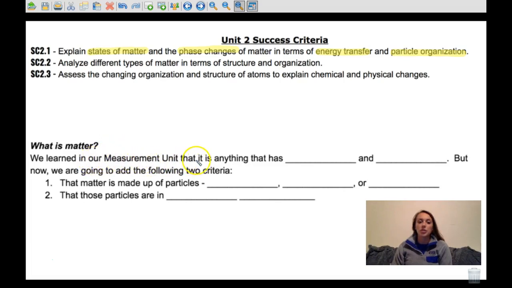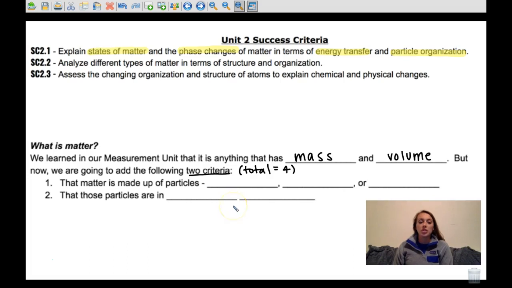We learned in our measurement unit that matter is anything that has mass and volume, which is why we learned how to measure those things in our lab. But now we're going to be adding the following two criteria. So now there's a total of 4 criteria that represent matter.